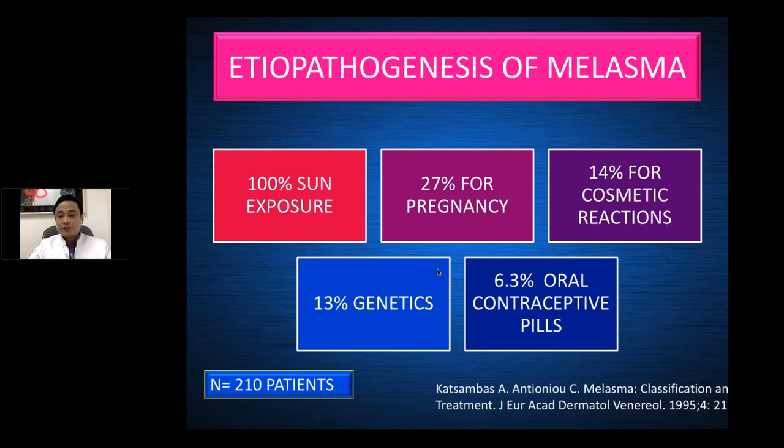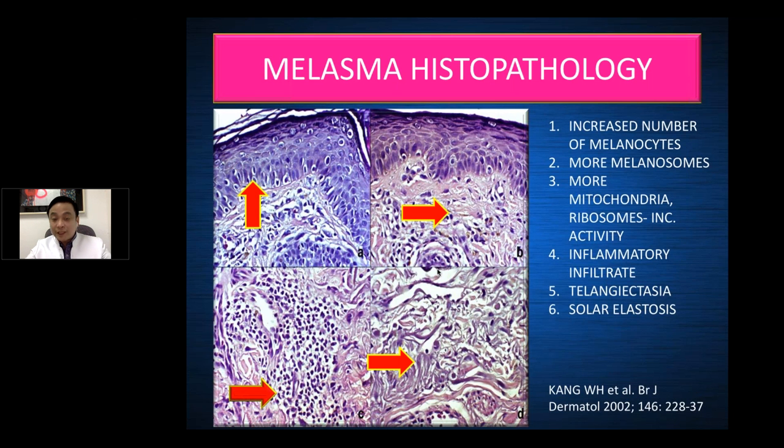And these are figures from a chapter that I have written in a book on melasma. And this shows increased melanocytes in the basal cell layer. On electron microscopy, there's more mitochondria. There's increased ribosomal activity. We see an infiltrate, so there's inflammation involved. So that's probably why melasma responds to topical steroids mixed with your arbutin or retinol.